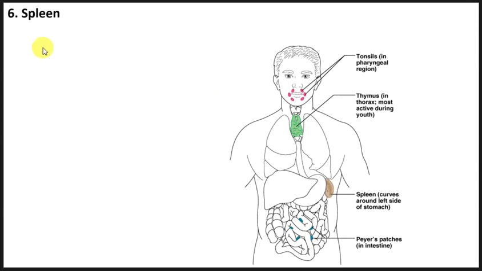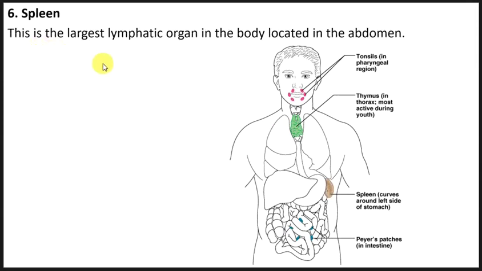Okay, then the next thing is the spleen. We are saying this is the largest lymphatic organ in the body, located in the abdomen. So this is it here. The spleen is actually found behind the stomach. If you have seen the stomach of any animal that has been slaughtered, closer to that stomach there is a red substance, and that is the spleen.